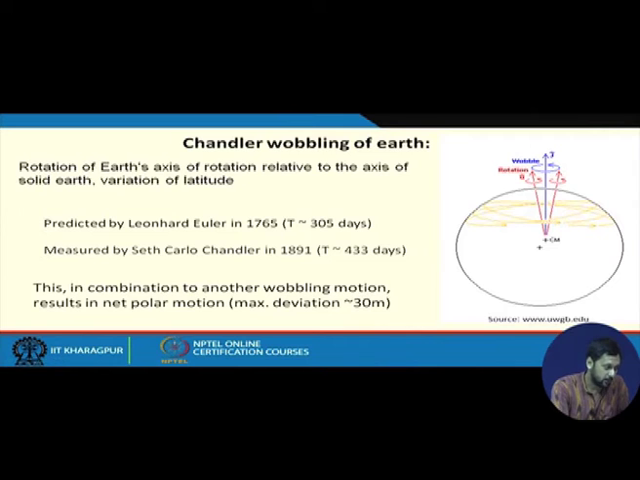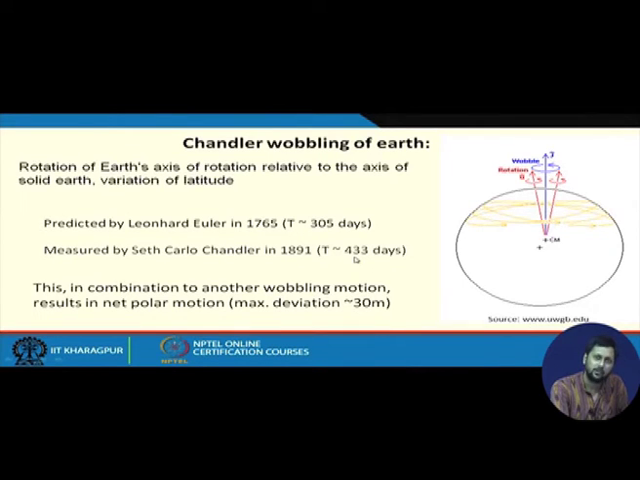Of course, it is not as predicted by 305 days by Euler, and this is because Earth is not a rigid body to begin with. It has lots of fluid, 1/3 of the Earth's surface is fluid. Also, inside Earth, its core is mostly in liquid state. So, all in all, it is not a rigid body, and this is where the deviation comes.